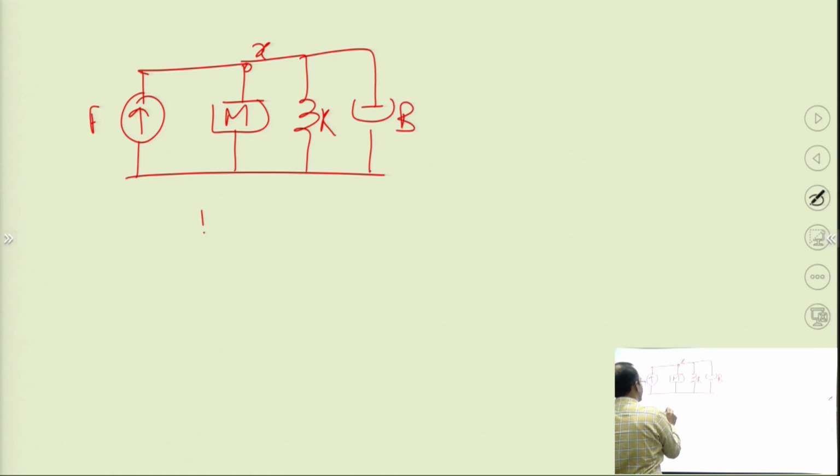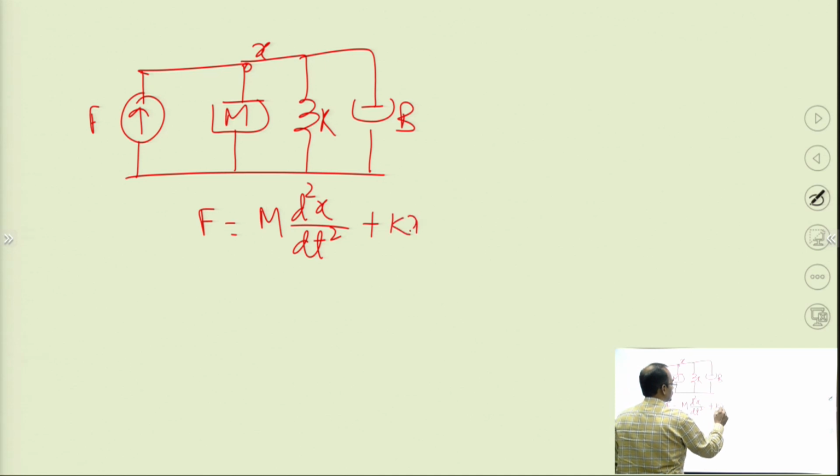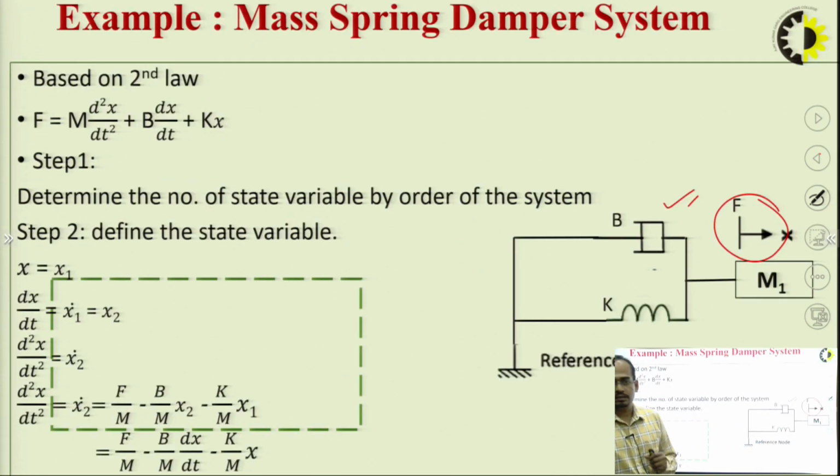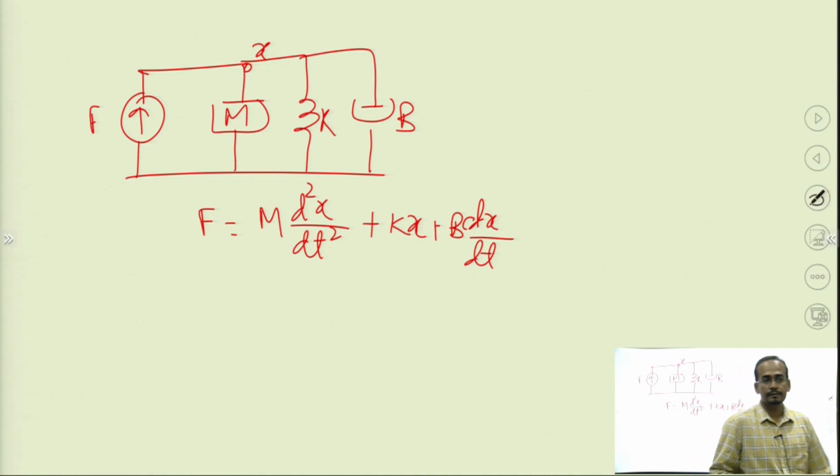You can directly write here F, that is incoming force, is equal to outgoing force. So I will write for this mass, it will be equal to m d square x by dt square plus k x plus b dx by dt. So this is the differential equation that you have got from this mechanical system. This equation is the same as the equation that I have written here.